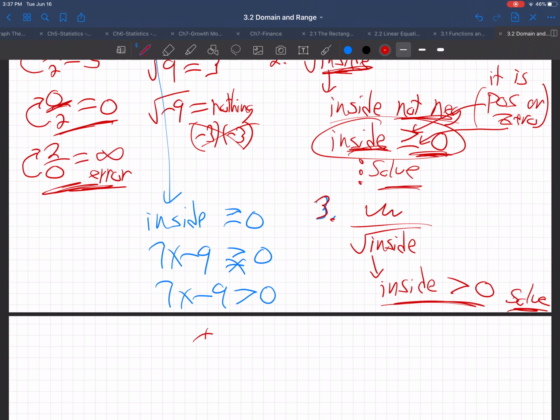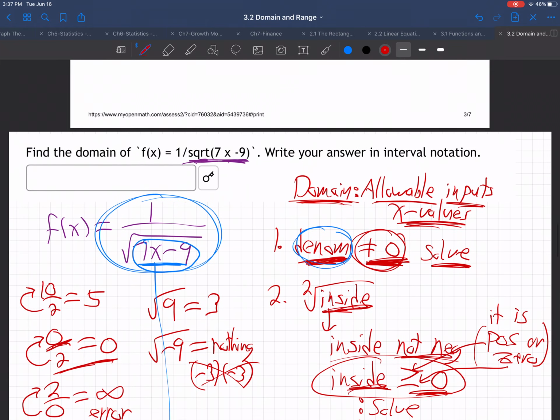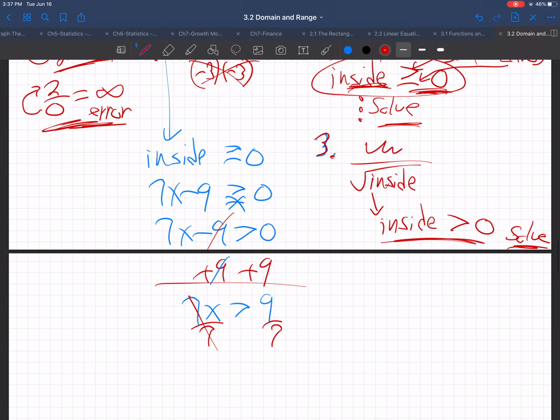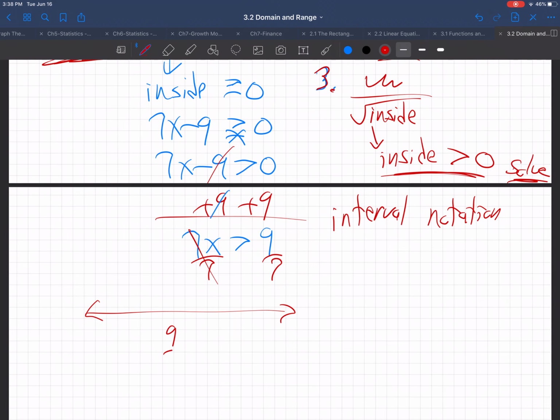So let's solve this. Let's add 9 to both sides. Cancels this out. And so we get 7x greater than 9. Last step, divide by 7. Boom, there it is. X has got to be greater than 9/7. So let's bring that up here. So our answer is, oh, and they say interval notation. So how do you write that in interval notation?